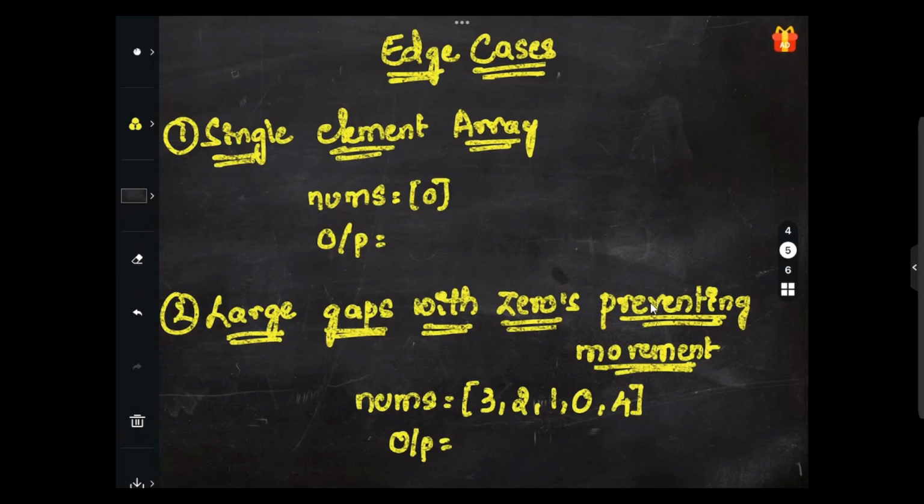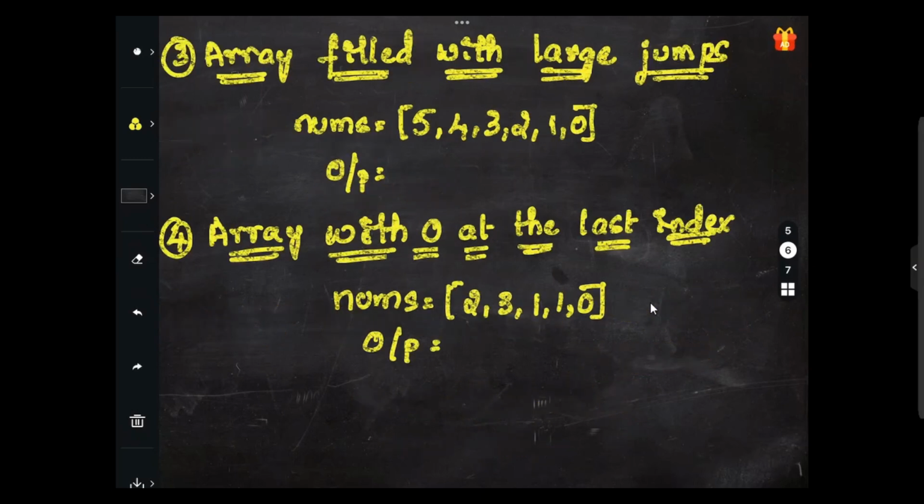So the first edge case here is a single element array. Nums has only one element, output will be true in this case, right? It is already at the last index, only one element we have, so we will return true. The second edge case here is large gaps with zeros preventing the movement. 3 2 1 0 4 we have, in this case false. We have already seen this one, we cannot go beyond this 0 index, so we cannot reach 4 at any cost, right? So we will return false in this case.